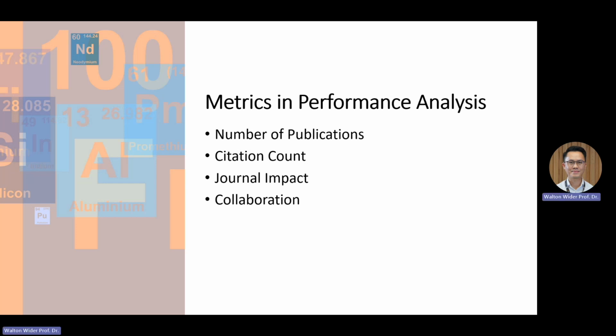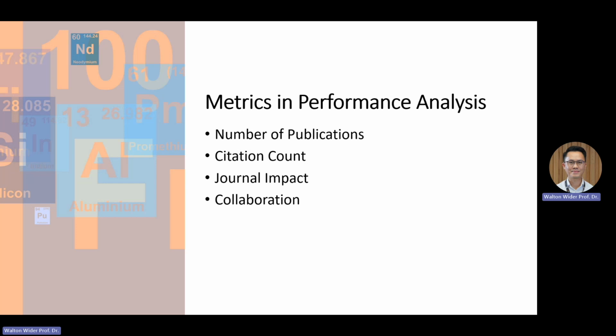Secondly is the citation count. The citation count measures how many times a publication has been cited by other works. This is a very significant metric as it indicates the influence and relevance of a publication within the academic community.